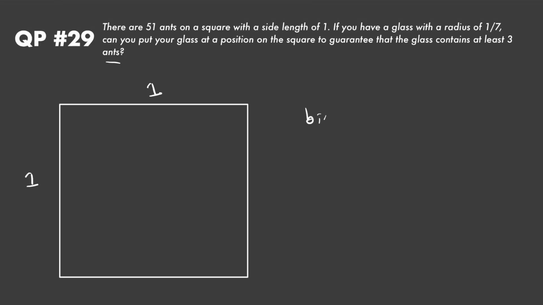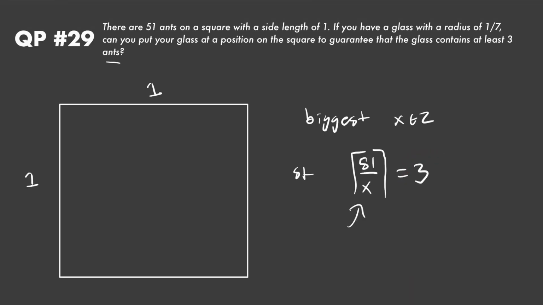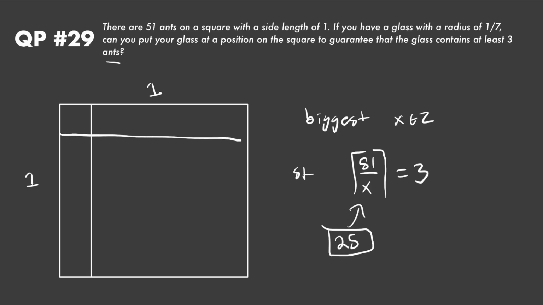So basically what we want to find is the biggest integer x, right? The number of partitions, such that when we split up the 51 ants into x different groups and we take the ceiling of it, it's going to be equal to 3. And this is just the pigeonhole principle, meaning that we're guaranteed to have at least 3 ants in one subgroup. And when we solve for x here, we're going to get 25, obviously, which is convenient because that is a square number. So we can partition our square over here into 5 rows and 5 columns.